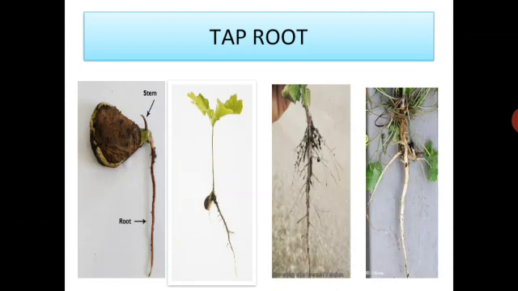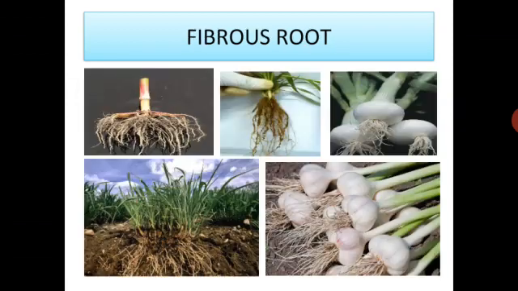Here we can see some examples of taproot: mango seed, jamun seed. From those seeds new roots and stems are growing. Observe the root. A main root we can see in the picture of every plant, and from that main root small roots have grown. This is the taproot.